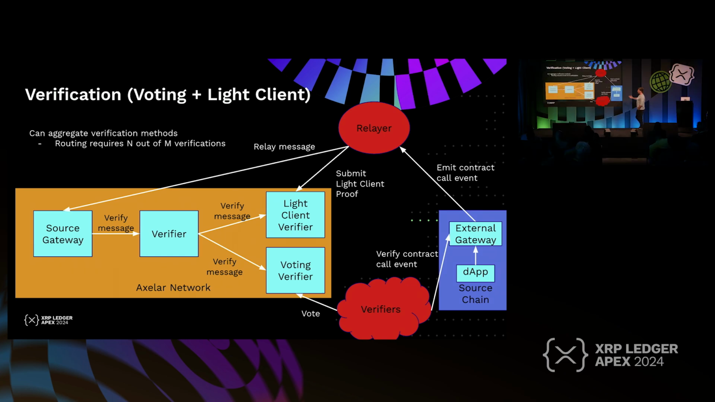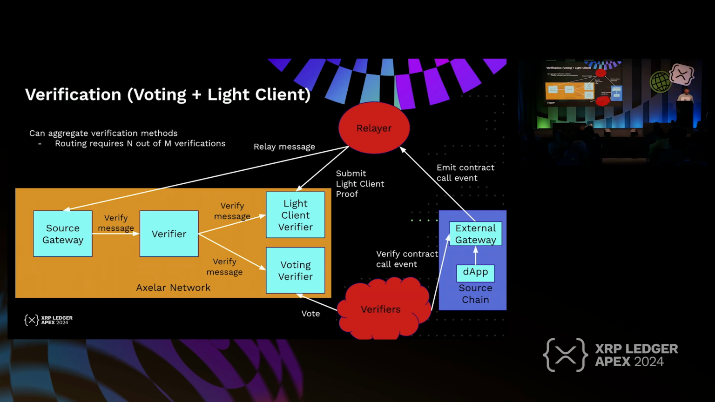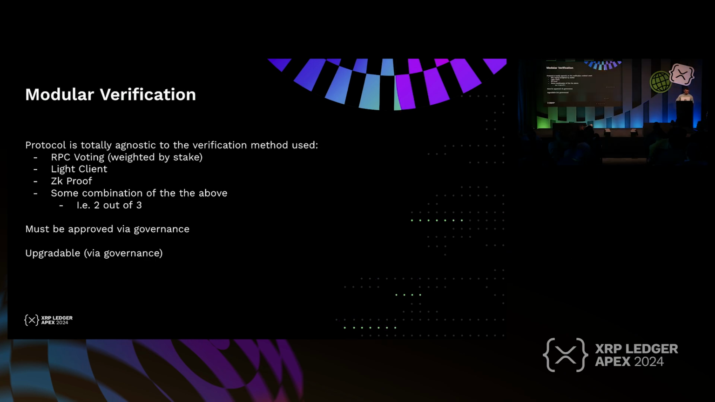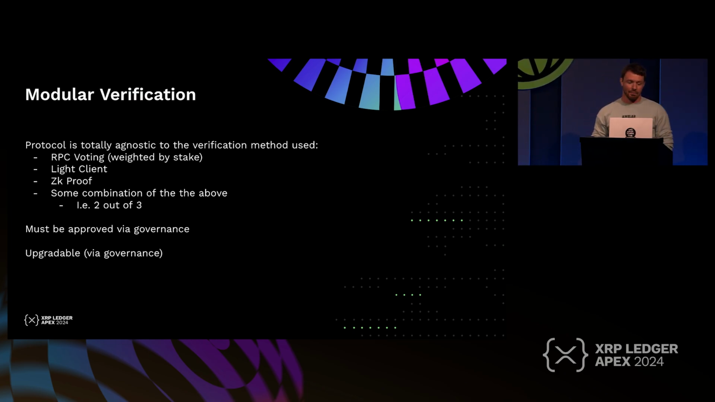So the likelihood of the light client having a bug at the same time the verifiers decide to collude is so minuscule, right? So you could do this, and you could add another one. You could add 3 verification methods and say, I need 2 out of 3 before it's routed, right? The possibilities are sort of endless here. So yeah, this is what I've been talking about, modular verification. You can do a ZK proof in here, you can plug it in. Doesn't matter, the protocol is totally agnostic to that.